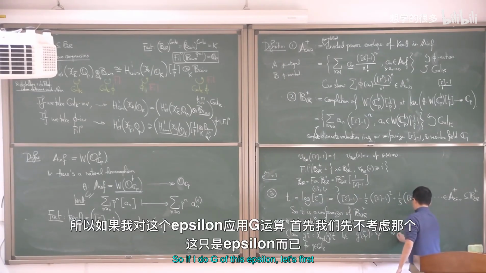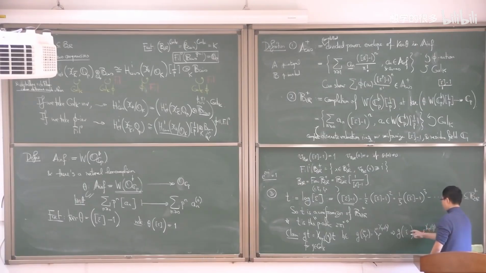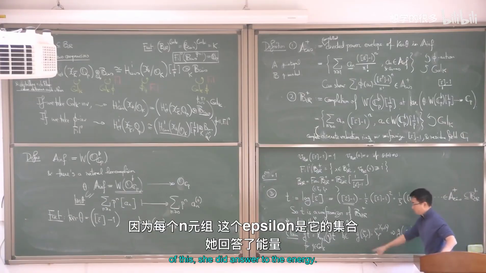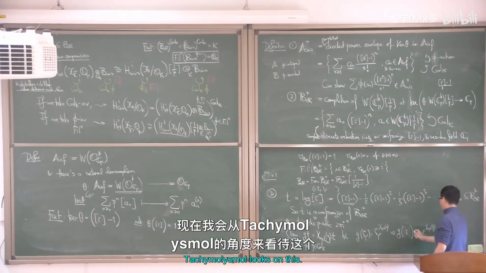So if I do g of this epsilon, let's first of all do it without the Teichmuller lift. This is just epsilon to the cyclotomic character of g, because each of the entries, this epsilon being the collection of these p to the n-th roots of unity, you're just raising that to the cyclotomic g power. And now I take the Teichmuller lift of this.